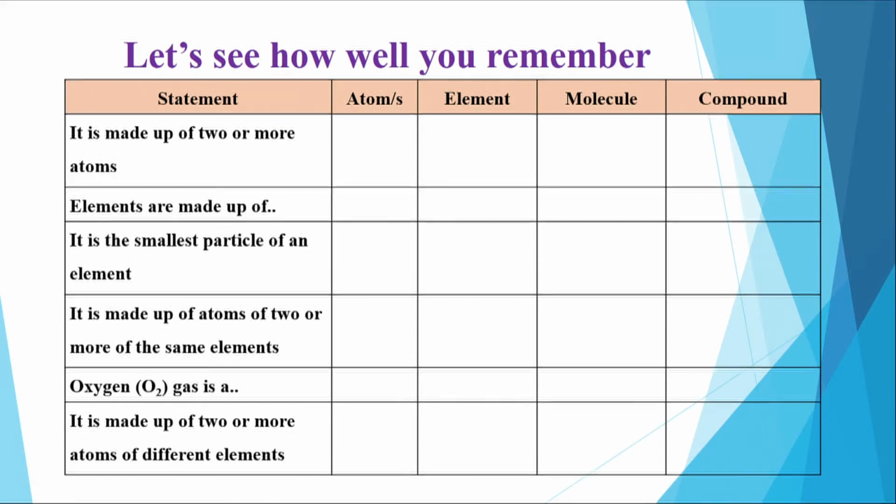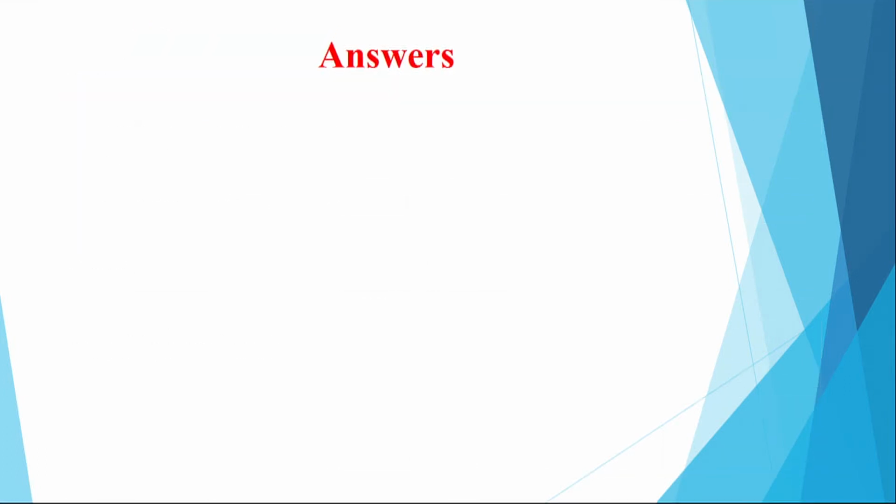Second statement, elements are made up of. Third statement, it is the smallest particle of an element. Fourth statement, it is made up of atoms of two or more of the same elements. Fifth statement, oxygen gas is a. And then the last statement, it is made up of two or more atoms of different elements. So let me give you a little bit of time to get your answers in. And now we would look at the answers.